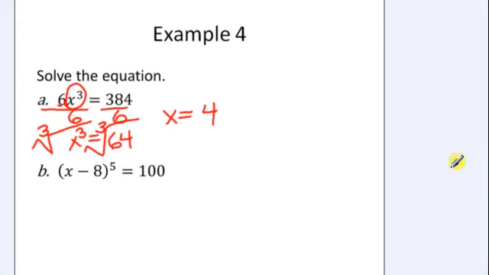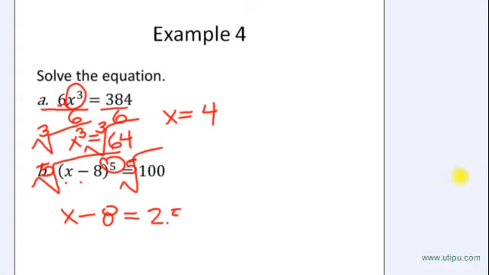Let's look at example B. Before I get rid of the -8, I do need to get rid of the 5th power. So how do I get rid of the 5th power? Well, I take the 5th root of both sides. So inverse operations to undo the equation, and always do the same thing to both sides. So I end up with x minus 8 equaling the 5th root of 100, which on my calculator I can put in as 100 to the 1/5 power, or I could do the 5th root of 100. And I get about 2.512.